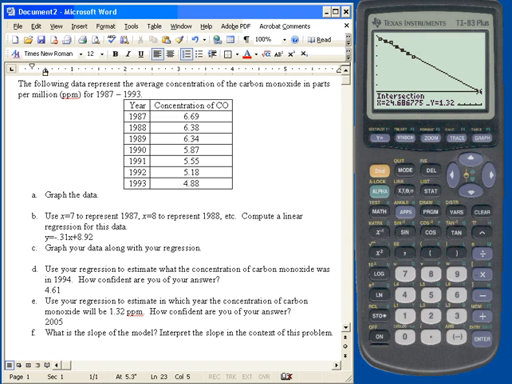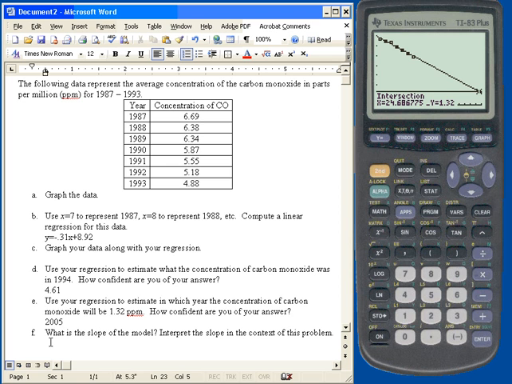How confident are you of your answer? Not real confident this time, primarily because our data is not close to the answer we got. Too many things can happen when you get that far away from your data. Things can change dramatically. This is an estimate, but I would not be terribly confident of it.